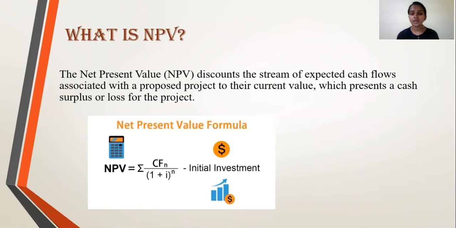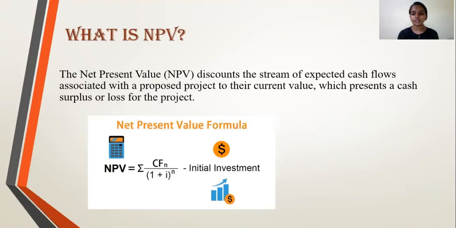Net present value discounts the stream of expected cash flows associated with the proposed project to their current value, which presents a cash surplus or loss for the project. NPV is nothing but it discounts all the cash flows proposed by the project. For example, you have a project A and project B, and you have cash flows for both of them. Both of the cash flow values, we are discounting to the current value. So that is what is called net present value.